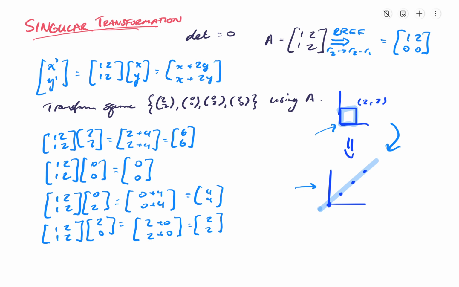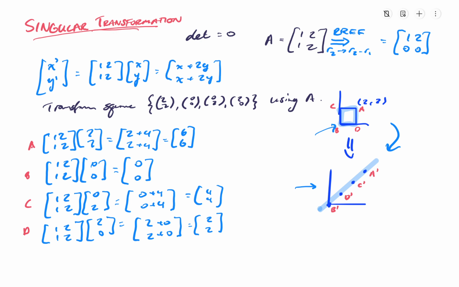If I had labeled these points, let's say this is A, B, C, and D, obviously that's in a weird order. I would get A prime. B prime doesn't change because it's a 0. C prime would be at 4, 4. And D prime would be at 2, 2. So all the points that we had that originally made a square are now in a straight line.